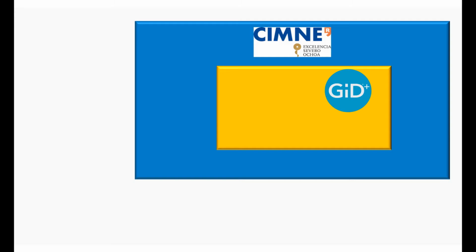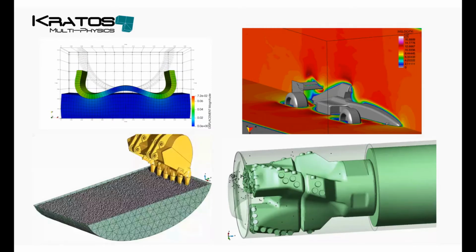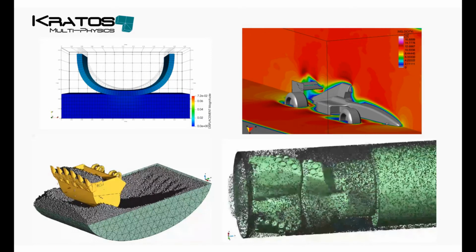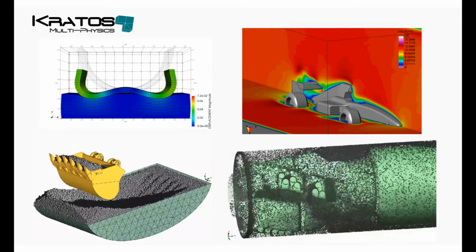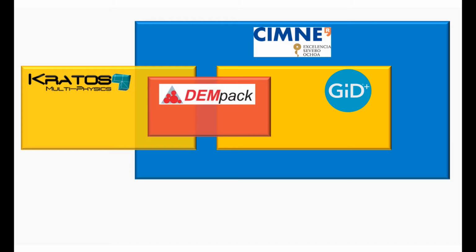The GiD team is in charge of developing the pre and post processor, but also some people are working on Kratos. Kratos is made outside of CIMNE but partly inside also, and Kratos is a multiphysics open source code. Inside Kratos you can find solids, fluids, and particle methods like the ones we are working with in the DEMpack. And that's what DEMpack is: a mixture between the interface based on GiD and a computing core based on Kratos.